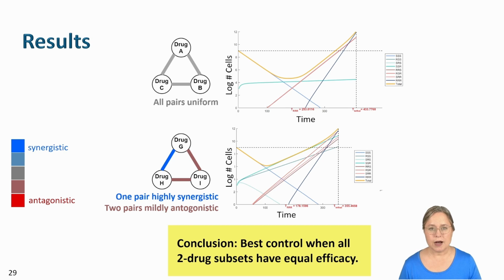If the 3-drug cocktail has unequal efficacy for the 2-drug subsets, then the weakest subset creates the favorite path for escape. That's despite having equal cocktail efficacy and equal single drug efficacy. What that means is we need to design our 3-drug cocktails so that every 2-drug subset gives effective control.